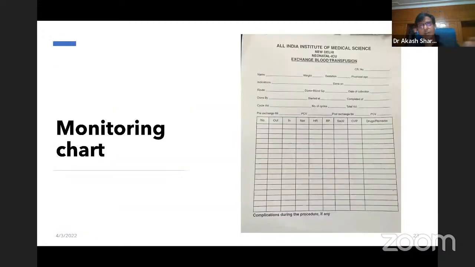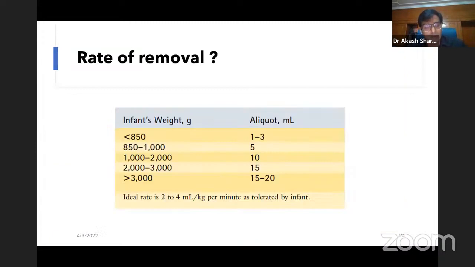So what should be the rate of actual removal of blood? Generally, as a normal rule, it is said that we do double volume exchanges, either with 5 ml syringes or 10 ml syringes. But it has to be done taking into consideration the patient's weight, the patient's physiological status, and hemodynamic compromise status.